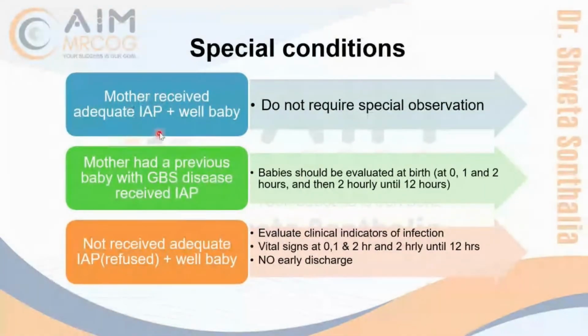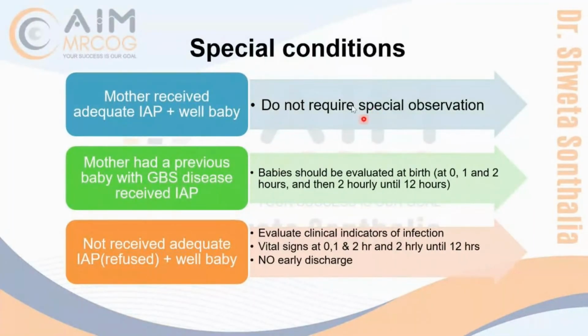Only prophylaxis, well baby, no need of extra observation, but with previous history of GBS, you have to monitor the baby in spite of prophylaxis. And the other scenario: when she refused and didn't receive prophylaxis, and the baby is well, our fortune that the baby is well, then in that case you will observe the baby for at least 12 hours. At 0, 1, 2 hours and then 2 hourly until 12 hours, and there will be no early discharge for her. Because here you have not done what is required from you, that's why you're monitoring. Here you have done what is required from you, still you are monitoring because the previous baby was affected. So double check, extra precaution because of the previous baby. And here there is no need of monitoring.